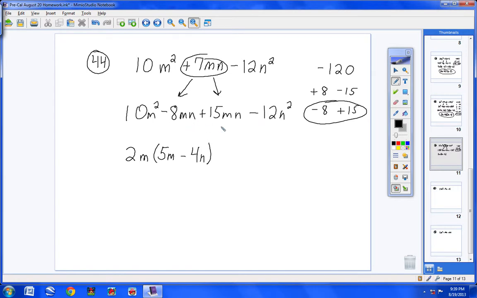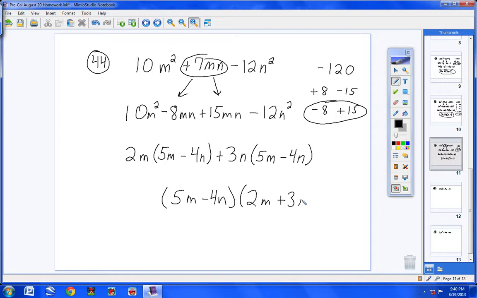Now, let's look at our last two terms, a 15 and a 12. The largest number that goes into both of those would be a 3. I cannot pull an m out, but I can pull an n out. So I'm going to factor out 3n. Now, 3n times 5m. Let's see. 3 times 5 is 15. N times m is mn. And then negative 4n. Let's see. 3 times negative 4 is negative 12. N times n is n squared. And notice our parentheses do match. So 5m minus 4n. And I'm left over with, in the other parentheses, 2m plus 3n.